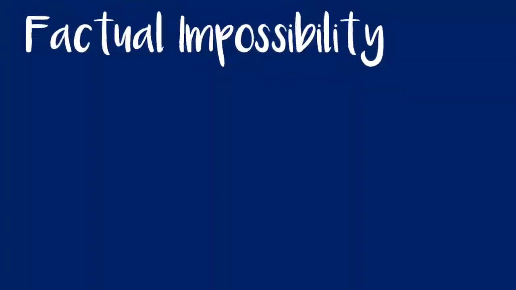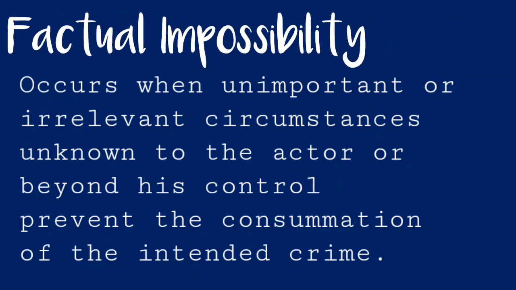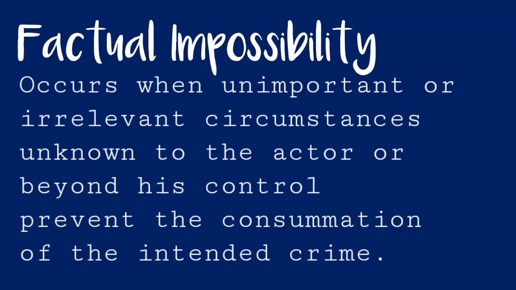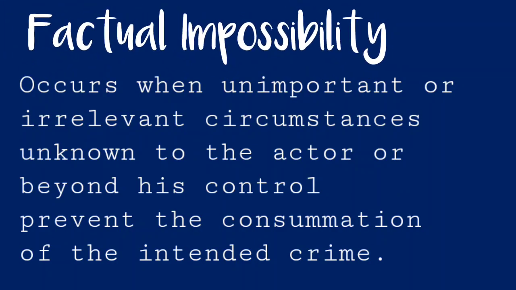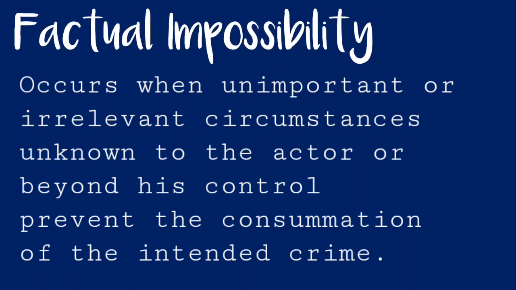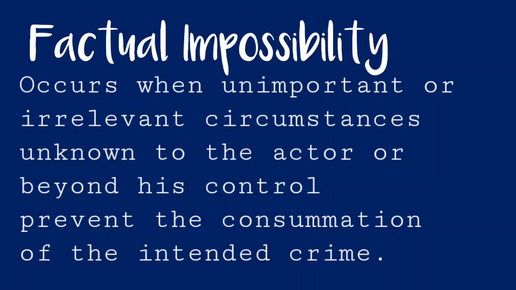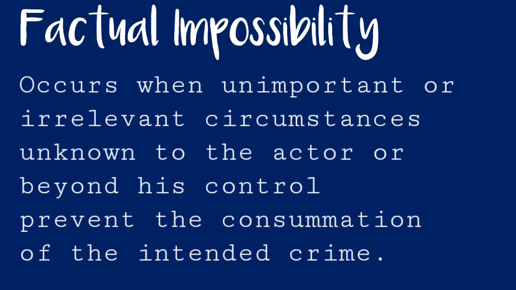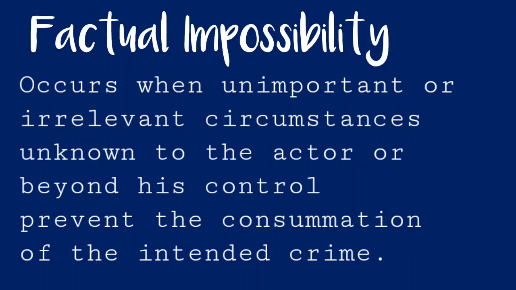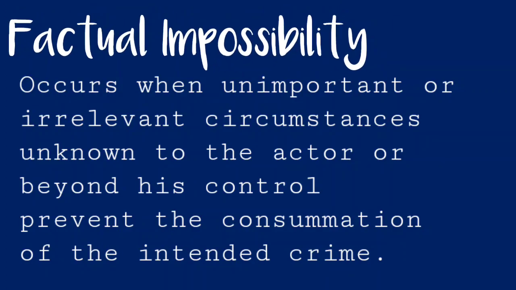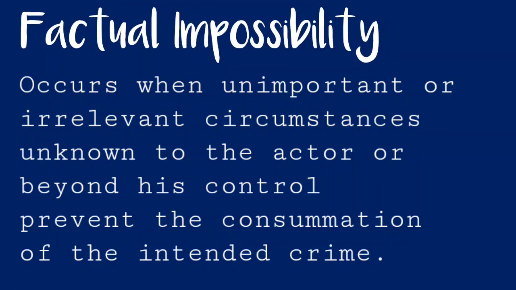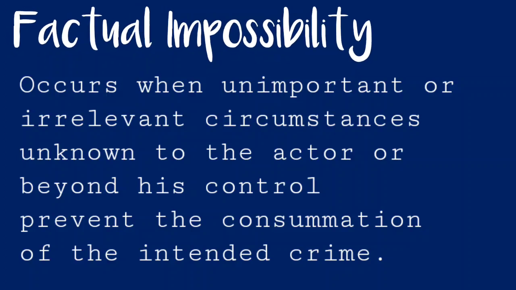Factual impossibility occurs when unimportant or irrelevant circumstances unknown to the actor or beyond his control prevent the consummation of the intended crime. For example, a man who puts his hand in the coat pocket of another with the intent to steal the latter's wallet and finds the pocket empty. In both cases, the offenders are still criminally liable even if what they committed are impossible crimes.